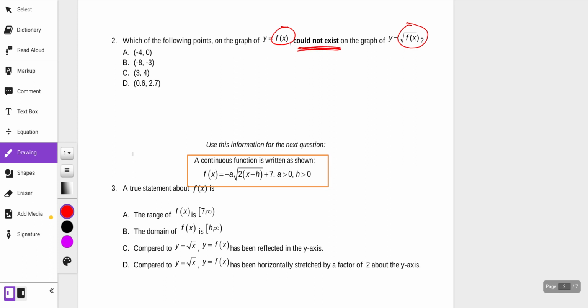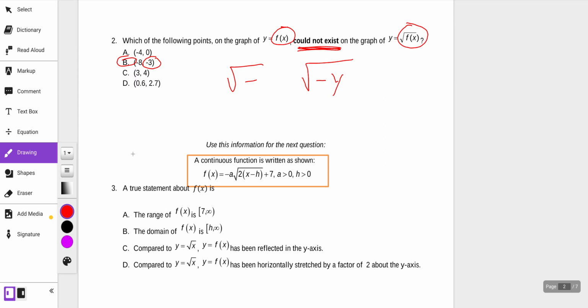Things that don't exist when you square root them is if you square root a negative value. In this case, when we're square rooting things, that means you can't square root a negative y value. Looking at all of our answers, there's only one answer there that has a negative y. That point could not exist when I square root f of x because you can't square root negatives. So the answer is B.